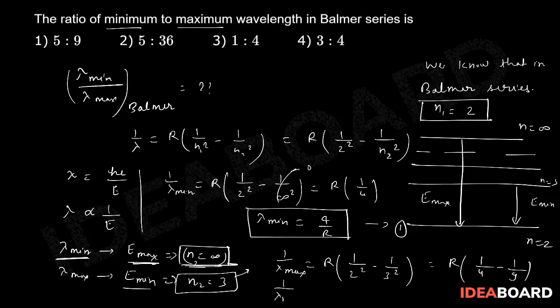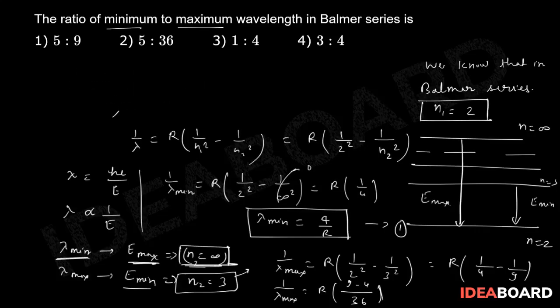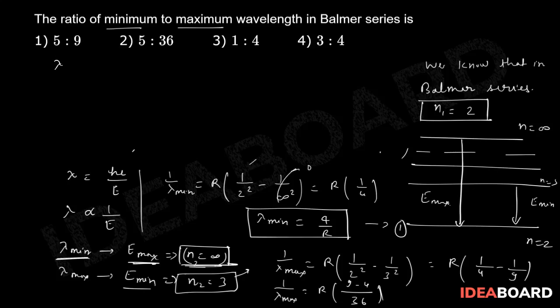Perfect. So if I put the value, this will be 1 upon 4 minus 1 upon 9. So we can write 1 upon lambda max is equal to R into, this will be 9 into 4, 36, and we can write it as 9 minus 4. Let me create some space here in order to find this value. So we get lambda max is going to be 36 divided by 5R. This is going to be our equation number 2.